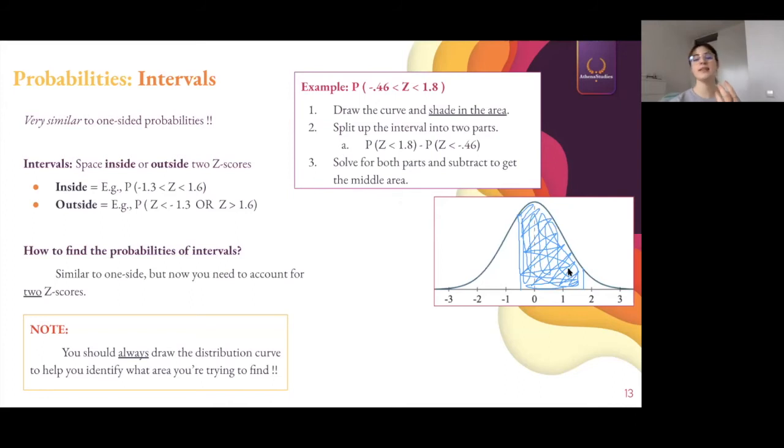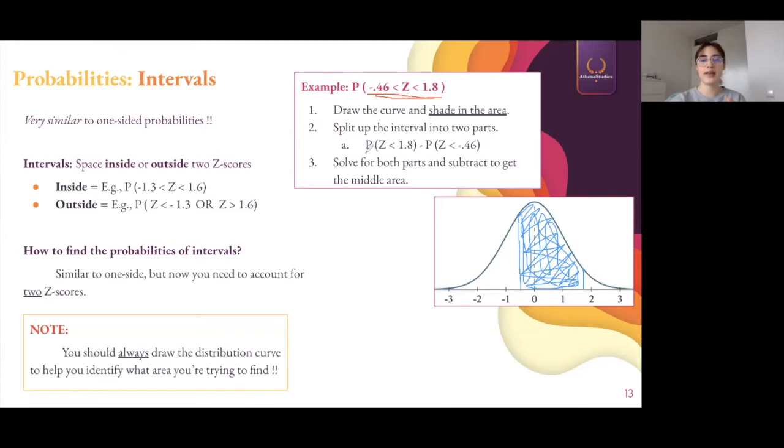And so in this case, there's a few steps that we should take to find this. We should basically draw the curve first, like I just did, and shade in the area that we're trying to find. And then we need to split up the interval into two separate parts. And the reason why I wrote this interval slightly differently than what it says here in the problem is because the way we're going to solve for this interval is by subtracting the larger, or the rightmost number, from the leftmost.